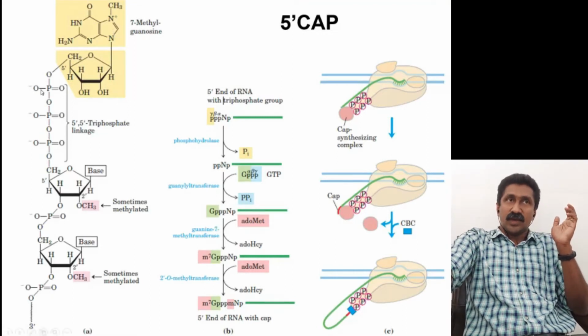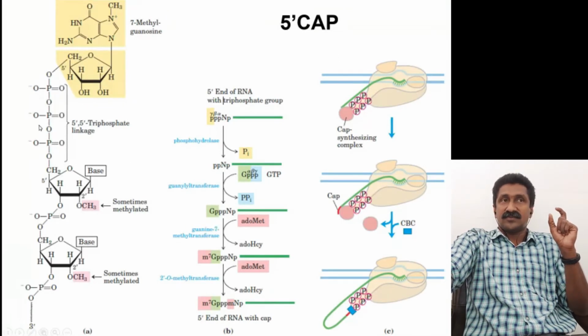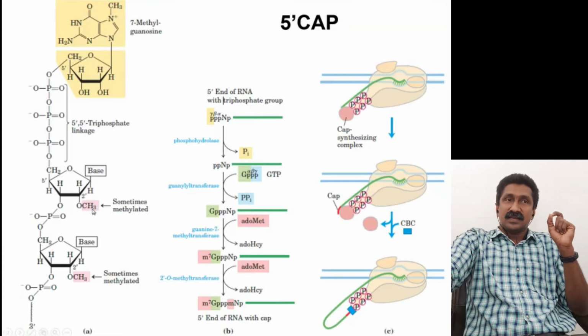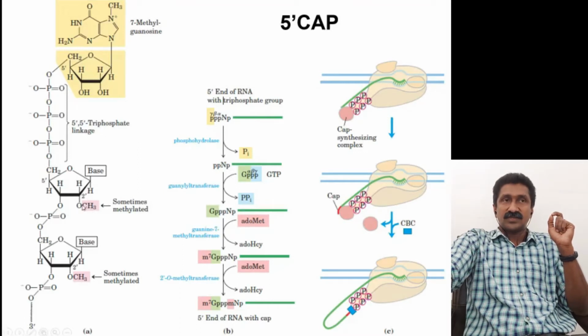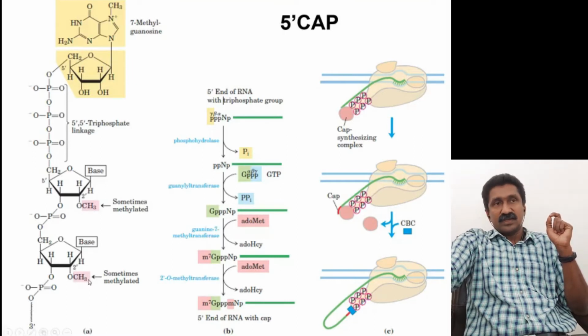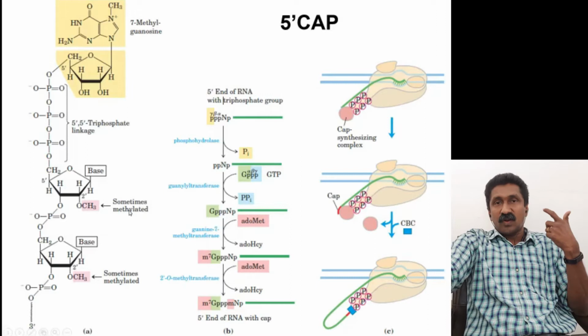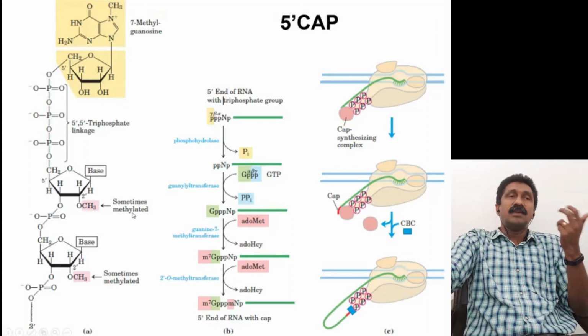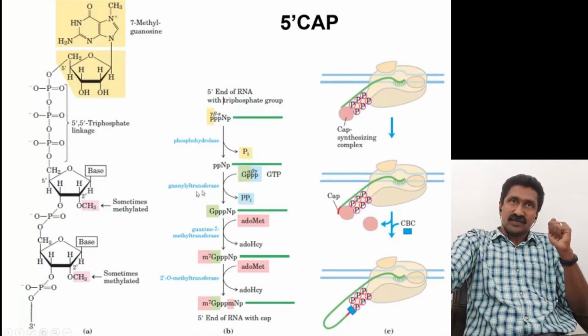So 7-methyl guanosine is attached at the 5' end of 5' phosphate using a 5' triphosphate linkage, and addition of a CH3 to the second OH of the ribose residue of the first base, and another one on the second base. So this is sometimes methylated, not always, based on which there is a difference in the naming pattern of the cap that we will see.